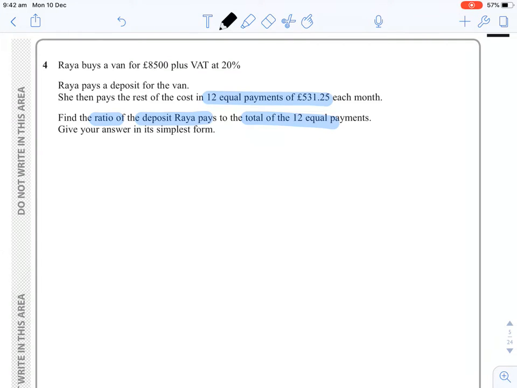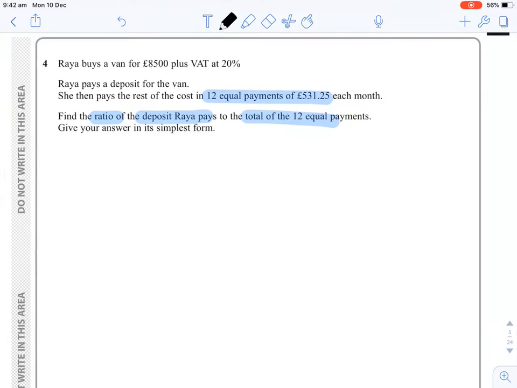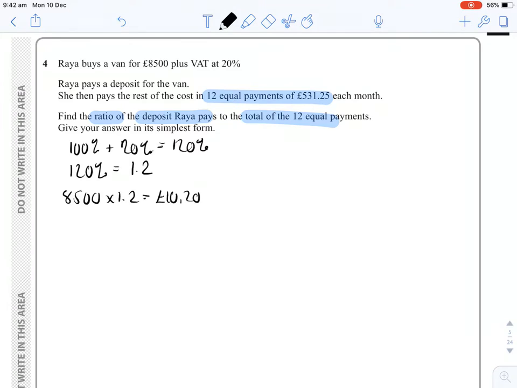So, if Rhea buys a van for £8,500 plus VAT at 20%, we can say that we start off with 100% and we add 20% to give us 120% in total. So 120% as a decimal is 1.2. So 8,500 times 1.2 will give me £10,200. So that's the total amount that's paid.